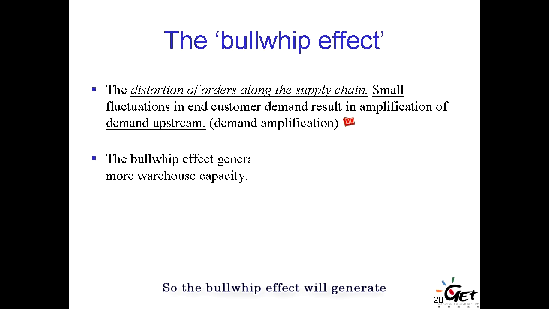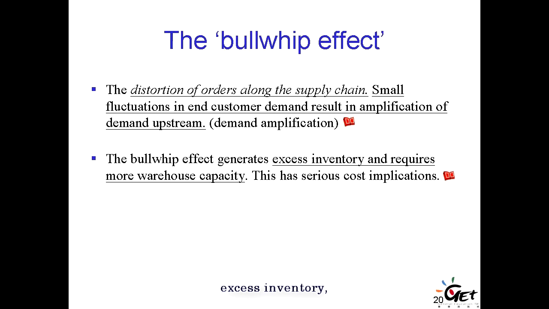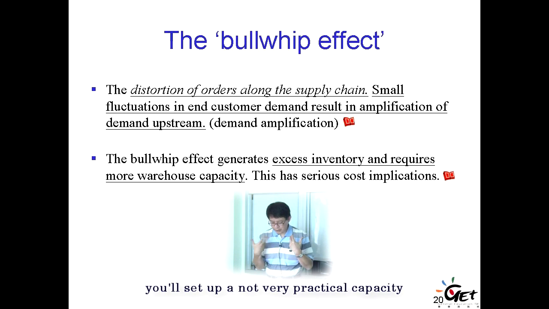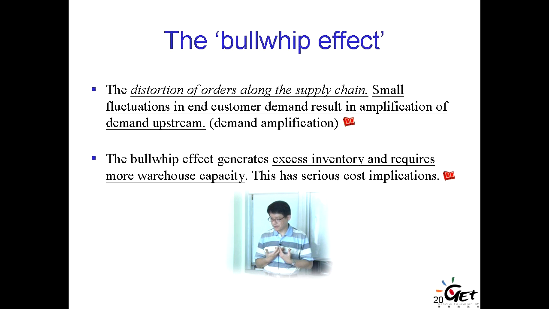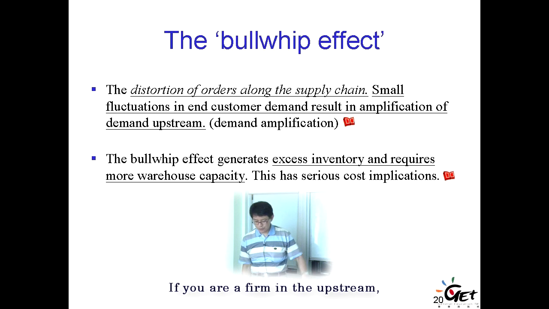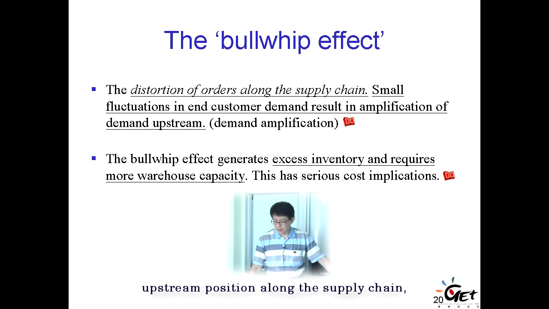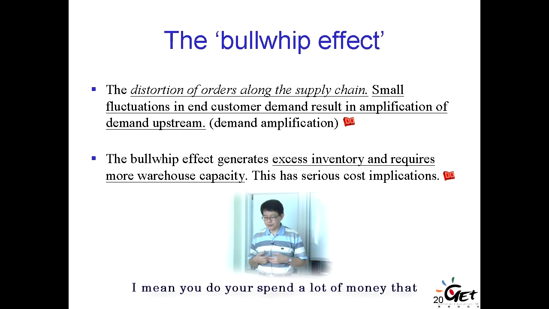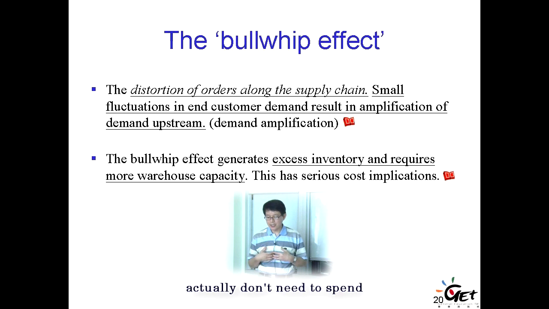Okay. So the bullwhip effect will generate excess inventory. Of course, this excess inventory needs additional warehouse capacity, right? So accordingly, you will set up a not very practical capacity for your warehouse if you are a firm in the upstream positions along the supply chain. Okay. So of course this has serious cost implications. That means you will spend a lot of money that you actually don't need to spend.